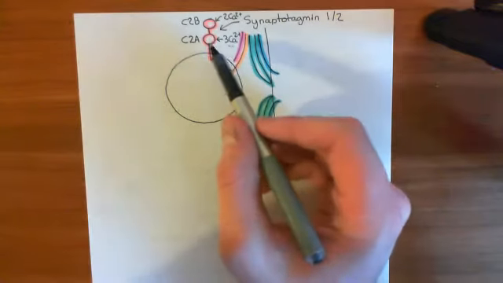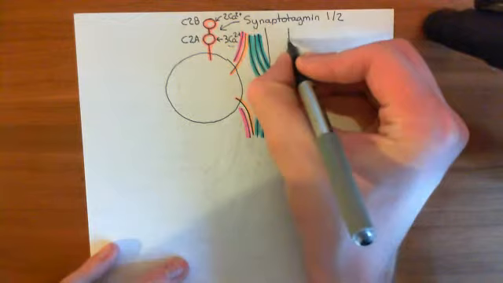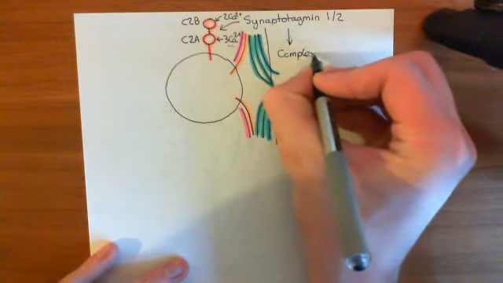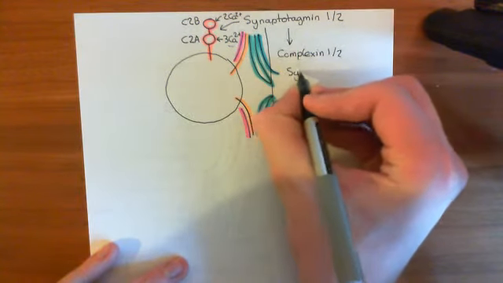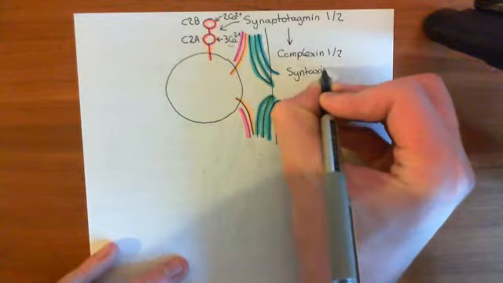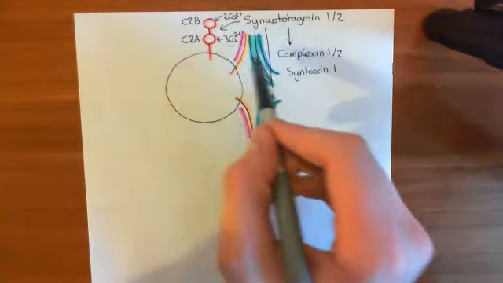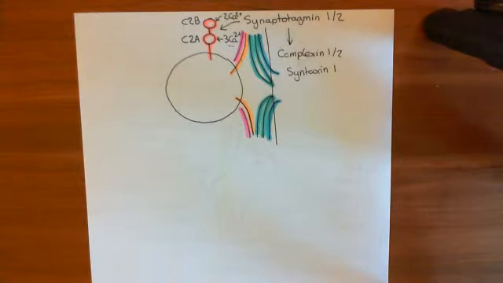So for instance, we also know that synaptotagmin binds to syntaxin 1. So shall I make a list of these? It activates the complexin 1/2. We also know that it binds to syntaxin 1. We saw evidence of that a long time ago. So synaptotagmin binds to syntaxin 1, this blue snare protein, and we can also understand why that might promote fusion.